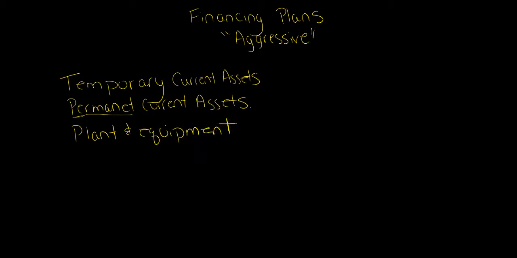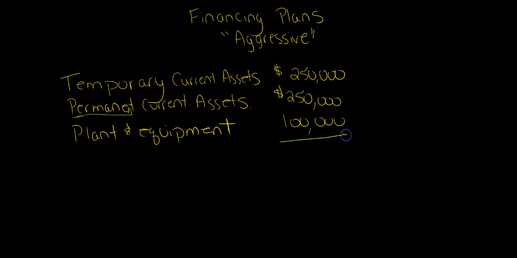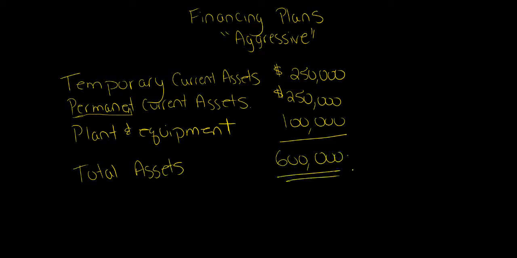Okay, so in this hypothetical case, let's just pretend that we have $250,000 in temporary current assets and the same in permanent assets. I spelled that wrong. We'll put a little N in there. And then plant and equipment for $100,000. So in total, this company has $600,000 in total assets.